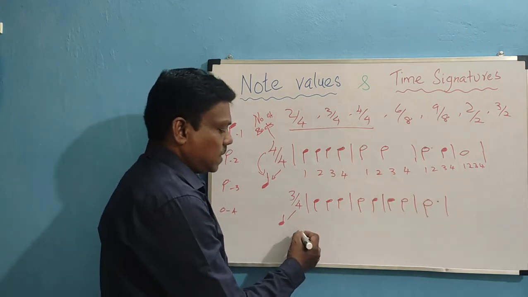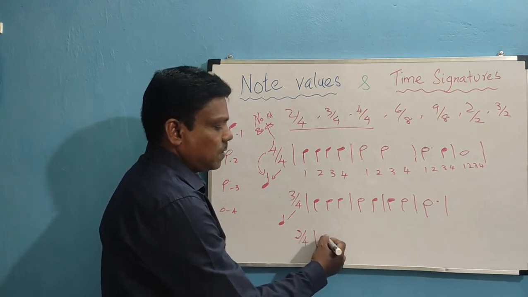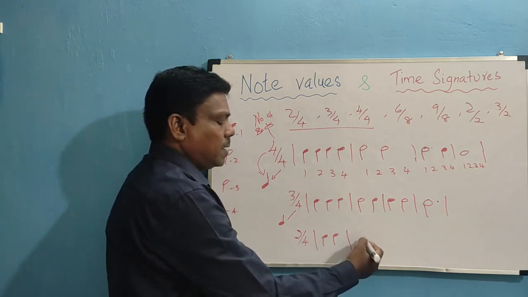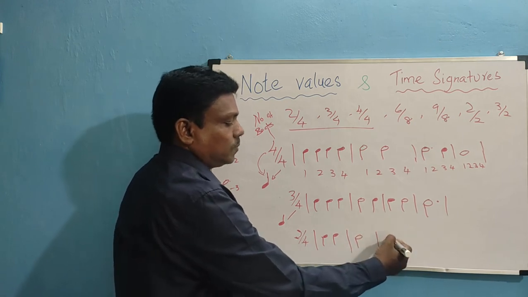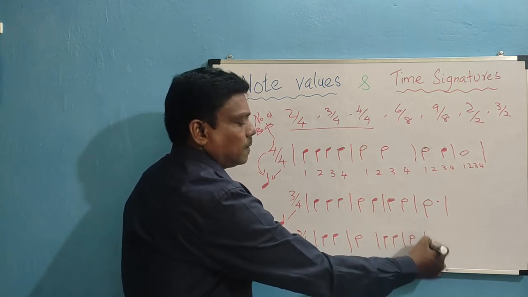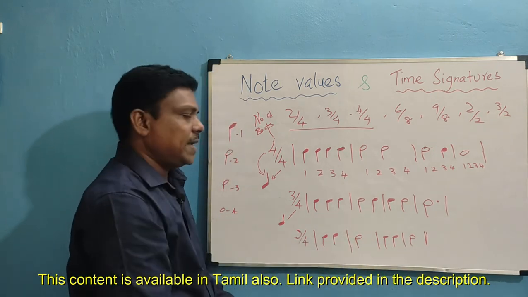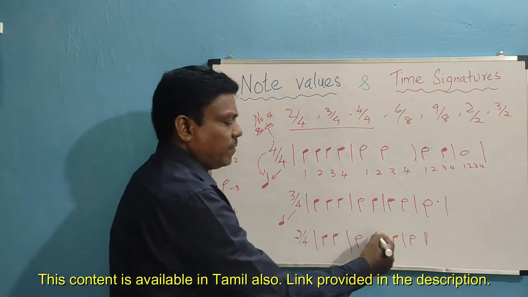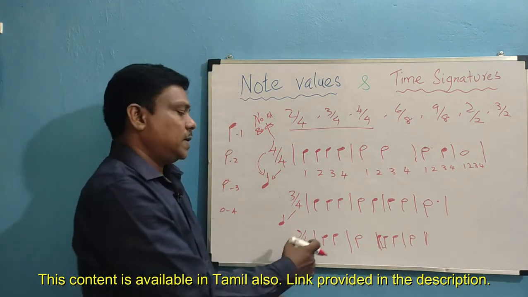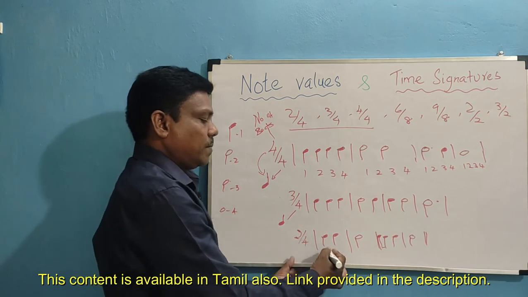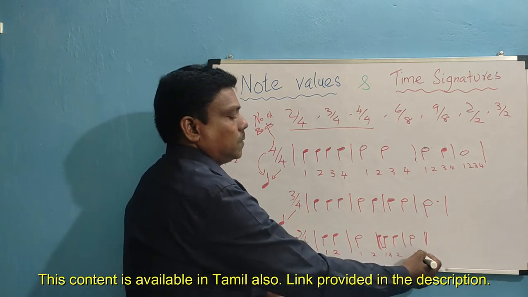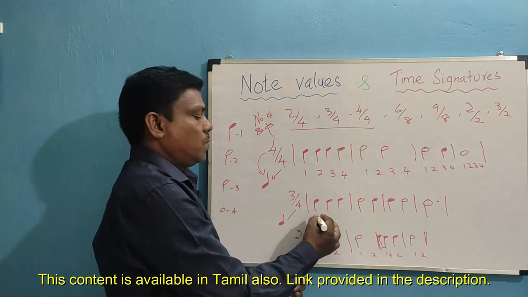Simple. Next, 2/4. 2/4 means in each bar you'll have two crotchet beats. That's all. In each bar you'll be having 2 crotchet beats. If you are having quavers, it'll be like that. 2 half counts will look like this. Whatever it is, 2/4 means 2 crotchet beats in a bar. 1 2, 1 2. 3/4 means 3 crotchet beats in a bar.